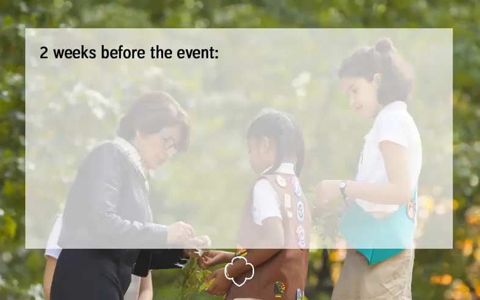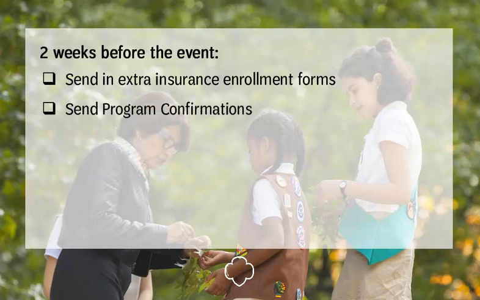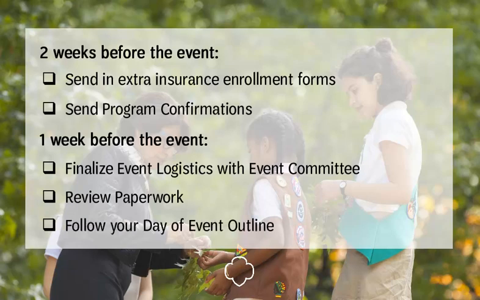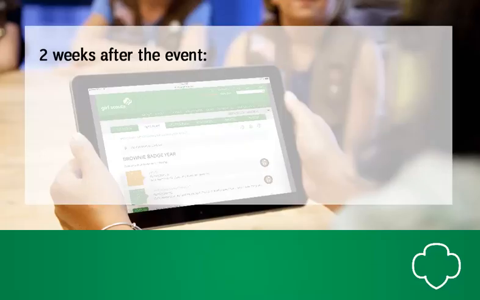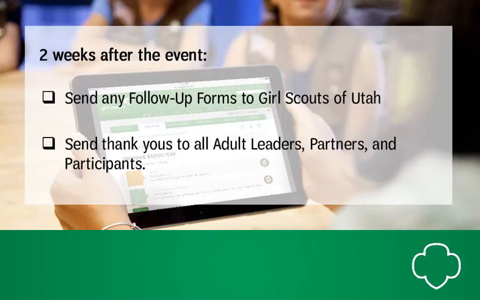2 weeks before the event, send your extra insurance enrollment forms to the Girl Scouts Council and send program confirmations to your participants. 1 week before the event, finalize your event logistics with your committee, review paperwork, and follow your day of event outline. Don't forget to follow up after your event by sending post-event forms. Send thank yous to all adult leaders, partners, and participants.